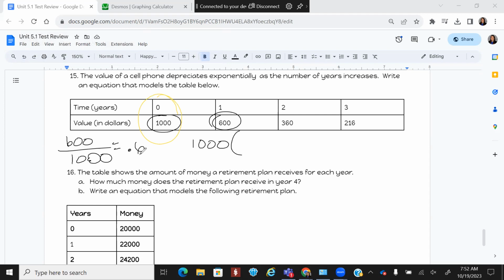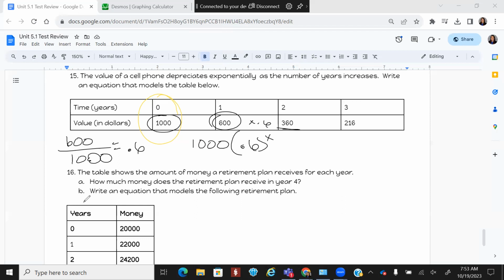You have to make sure that it works for the next thing though. So for instance, if I took 600 and I multiplied it times 0.6, would that give me 360? Yes. If I took 360 and I multiplied it times 0.6, would that give me 216? And the answer is yes. So 0.6 is my rate, and then we're going to raise it to the n. This doesn't always work because sometimes there is a transformation that occurs, like add an asymptote or whatever. So just keep that in mind.